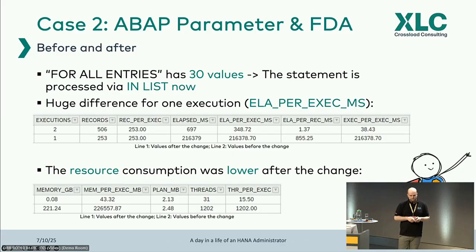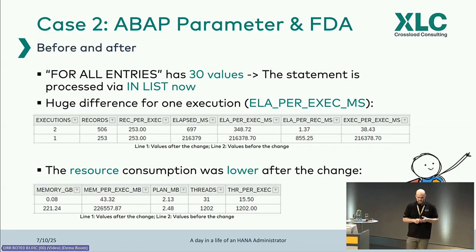And here we see the before and after. The first line is always the after line, and the second line is the before line. After changing it, for all entries had 30 values. So the value is executed as an in list, as works as designed on the HANA database. Now we are down for this specific statement to 40 milliseconds, because the transaction will execute some more statements. At the end, we were under the 2 seconds again, and everyone was happy.